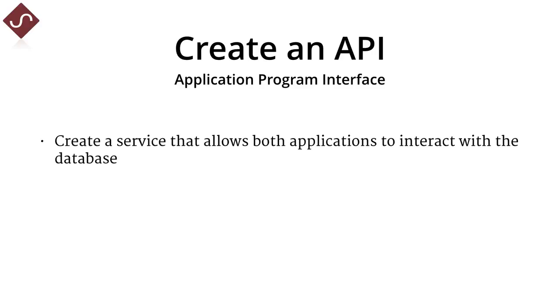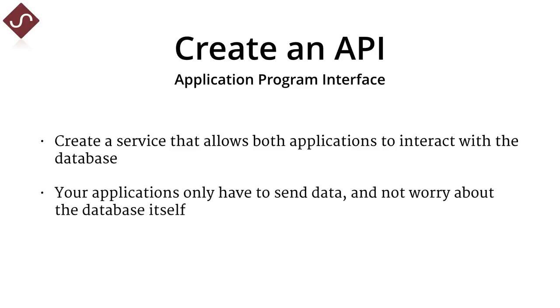So what you would do is create a service that allows both applications to interact with the database without having to do that themselves. So what you would expect is your mobile app to send some data to this API, and then the API would put the data in the database. Or your desktop app could request some data to the API, and the API would get the data from the database and send it back. So this is essentially an interface between your applications and your database. So the applications only have to send data or request data and not worry about the database itself. So they would not be interacting with the database itself.